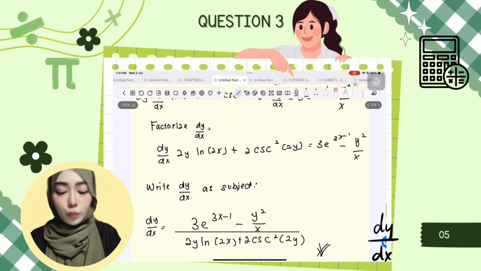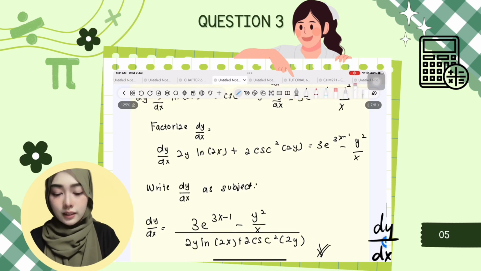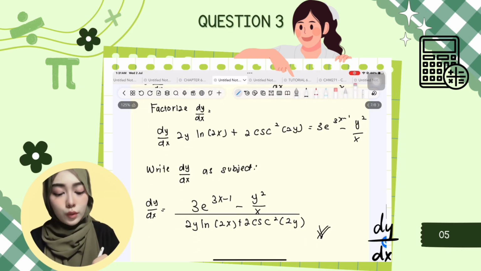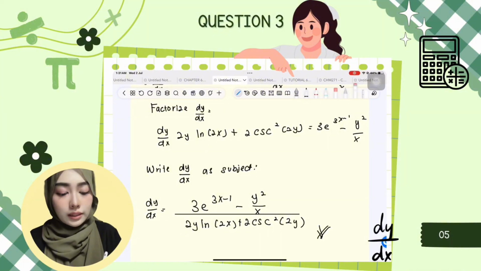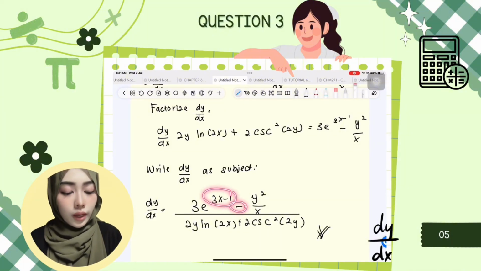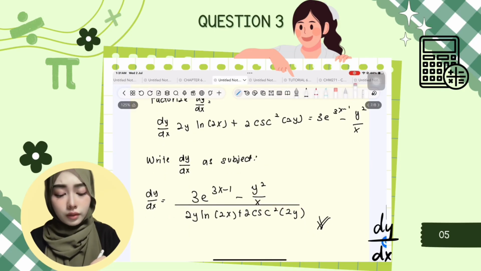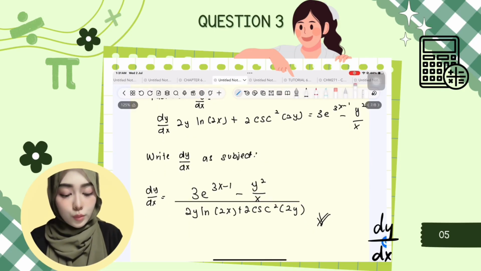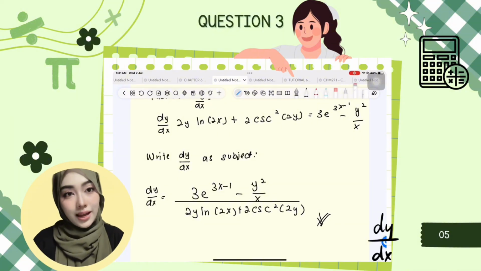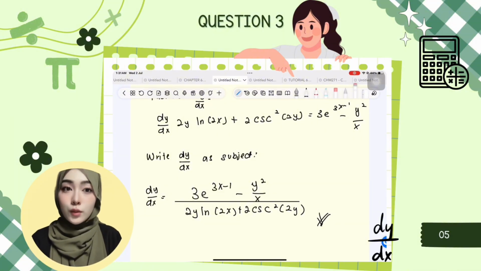So we have to write dy/dx as subject. dy/dx is equal to (3e^(3x) minus 1 minus y² over x) over (2y ln 2x plus 2 cosec² 2y). So that is the final answer for question number 3. I hope this will help you guys to solve this question.